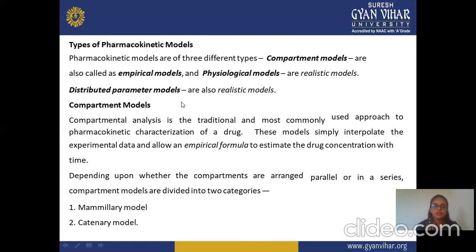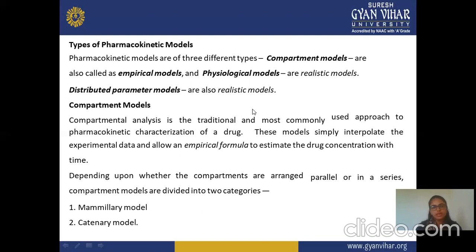First is the compartmental model. Compartmental analysis is the traditional and most important approach used for the pharmacokinetic characterization of a drug. It is the largely and traditionally used old model, giving good characterized results. These models simply interpolate the experimental data and allow empirical formulas to estimate the drug concentration with time. With the help of this model, we calculate the pharmacokinetic parameters, using empirical formulas or equations to estimate the drug concentration.